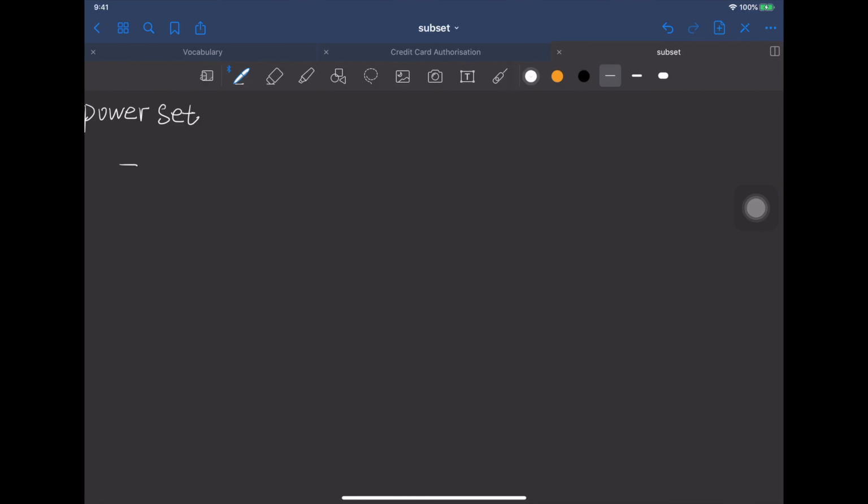Today I will start with the power set. So what is a power set? If we have a given set, then the power set of this set is the set of all possible subsets of this set.